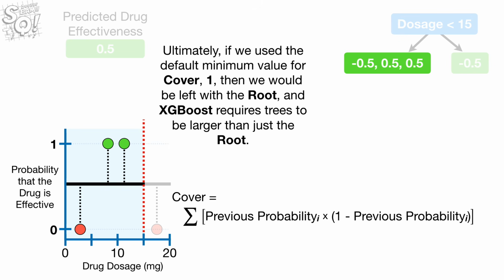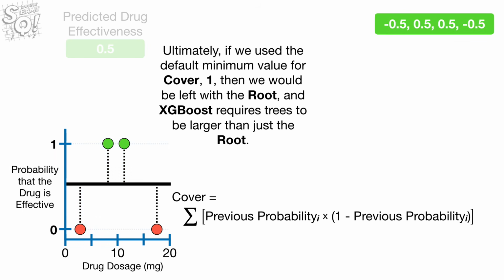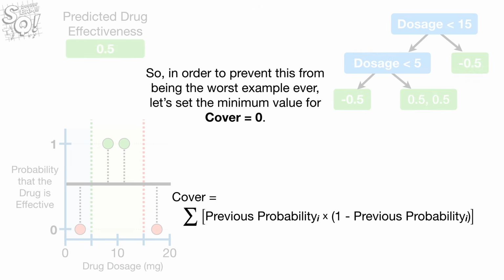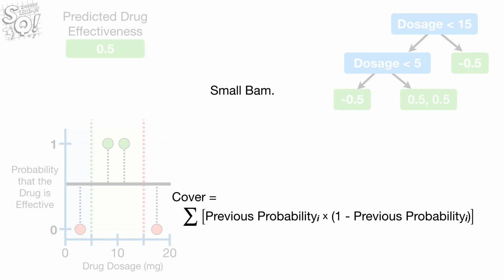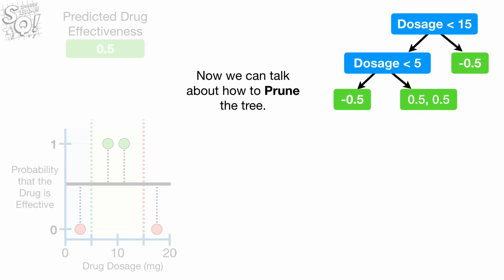Ultimately, if we use the default minimum value for cover, 1, then we would be left with the root, and XGBoost requires trees to be larger than just the root. So, in order to prevent this from being the worst example ever, let's set the minimum value for cover equal to 0. And that means setting the min-child weight parameter equal to 0. Small bam. Now we can talk about how to prune the tree.